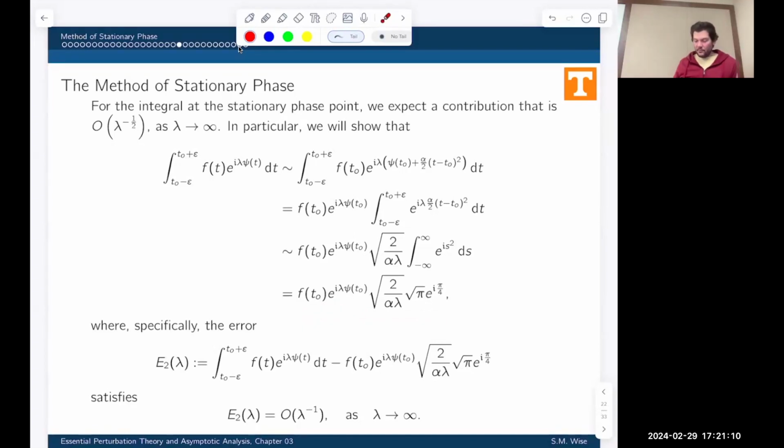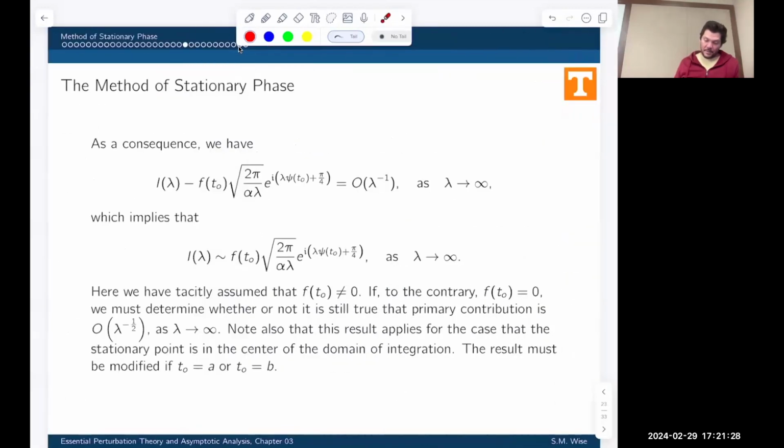And we argue that what we discarded, what we added, contributes at best order big O lambda to the -1 power. Since this is lambda to the power -1/2, this guy is going to dominate. So basically we're arguing that, to leading order, I of lambda is approximated by that. So that's the general form of the method of stationary phase.